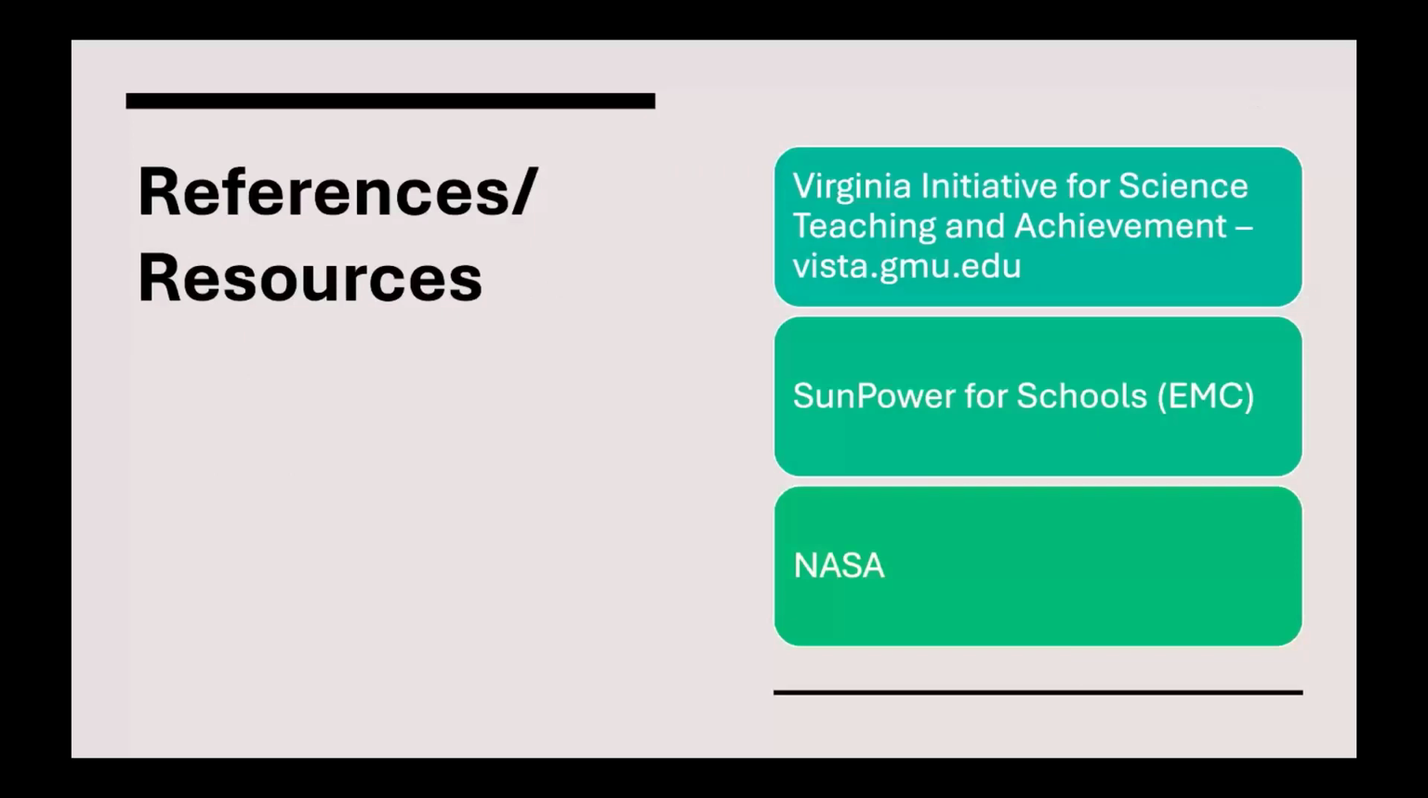If you have any other questions, please feel free to reach out. When I trained on problem-based learning or project-based learning, the main training came from the Virginia Initiative for Science Teaching and Achievement. That is their website if you would like to check out some other sources from there. Another one, if you were interested, these are just some other sources that can be used as well. I'm not saying you have to go out and apply for grants or things like that, but these two resources have tons of online resources and activities and ideas that can be used.